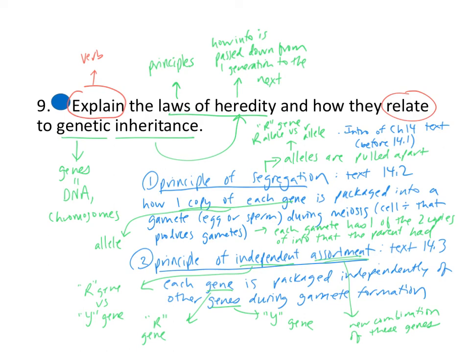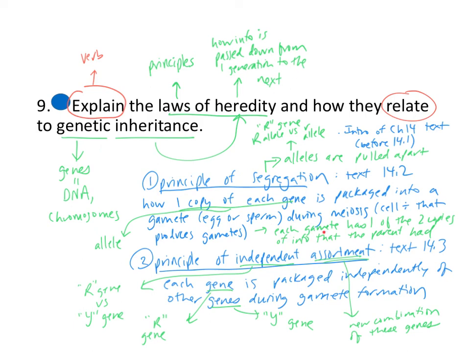And then I want to wrap up to talk about this relate part. So here we spent a lot of time talking about defining the laws of heredity, which were up here, those two laws. So let's talk about the relating part. That's basically what I've written in over here in green. So how does that relate to genetic inheritance? And basically how does it relate to genes and how they're passed on to the next generation?